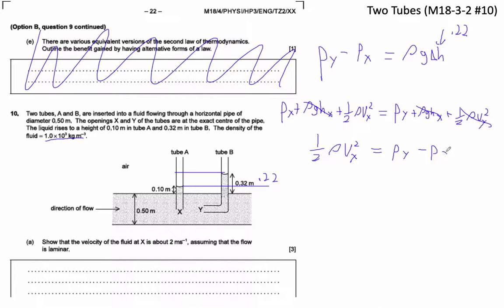And this is a common thing. If there were two different velocities, we'd just have 1/2 rho Vx squared minus 1/2 rho Vy squared equal to the difference in pressure. And there could be a height difference or something like that, but this is sort of a common thing here.